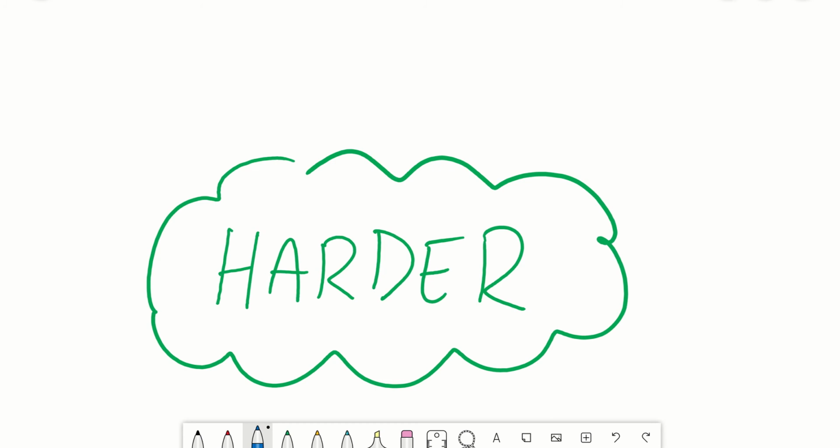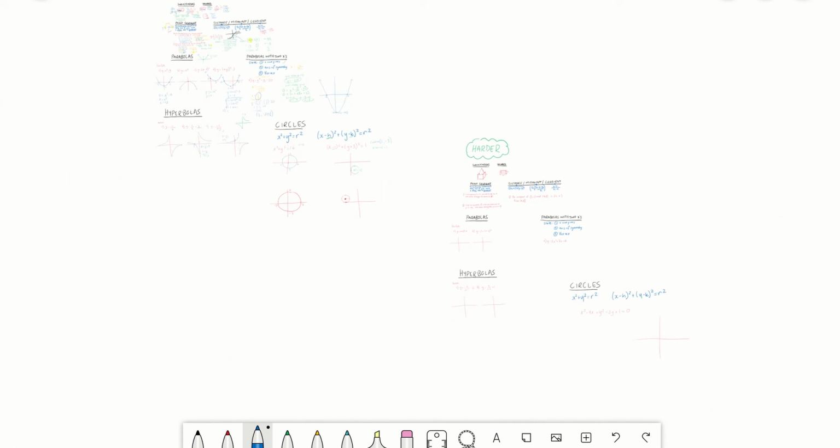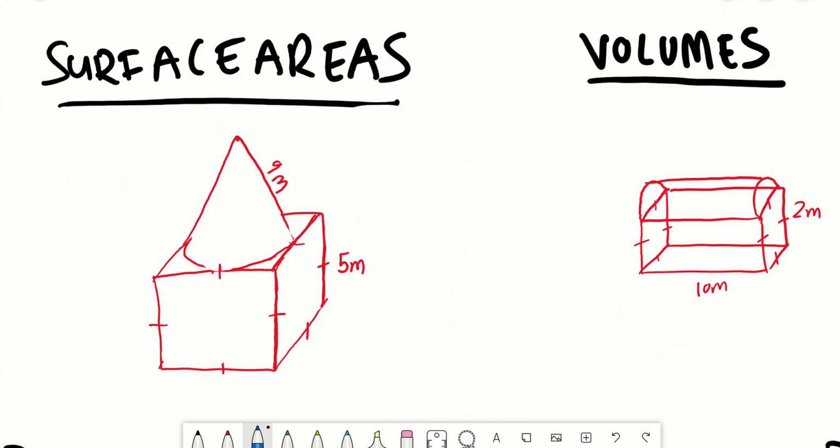It is the harder versions of all of the possible things that may come up in the exam. It's not everything, but it's just a good variety. So in the same order as last video, we're going to start with surface area and volume. If you want to pause this video and give these a go on your own, definitely. Otherwise, let's jump into it.